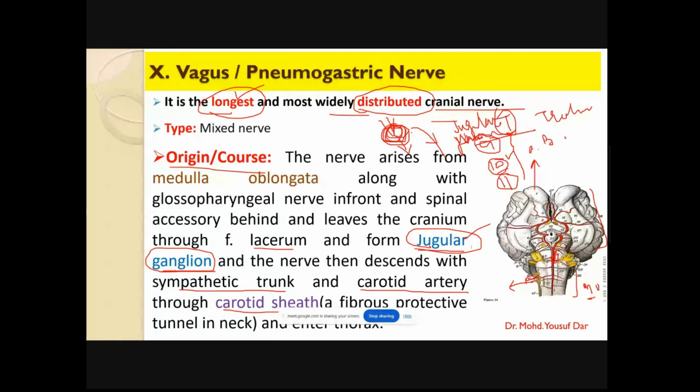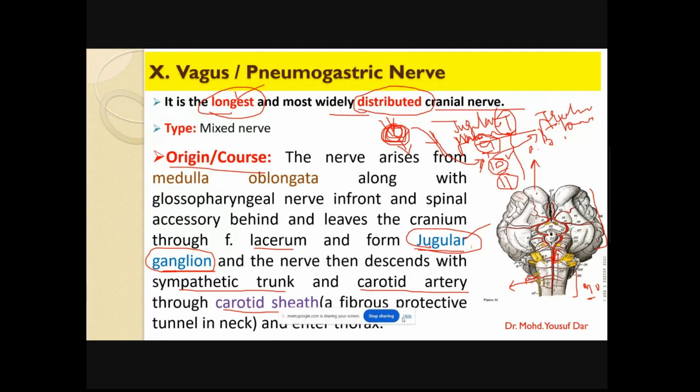ठीक है. So वहां से होके through along the neck region, then it will enter into the thorax. तो वहां से neck region से इसको जाना कहाँ है, into the thoracic cavity. Thoracic cavity से होके फिर ये जाएगी abdominal cavity में. ठीक है. So this was about the vagus. So its origin is from the medulla oblongata.